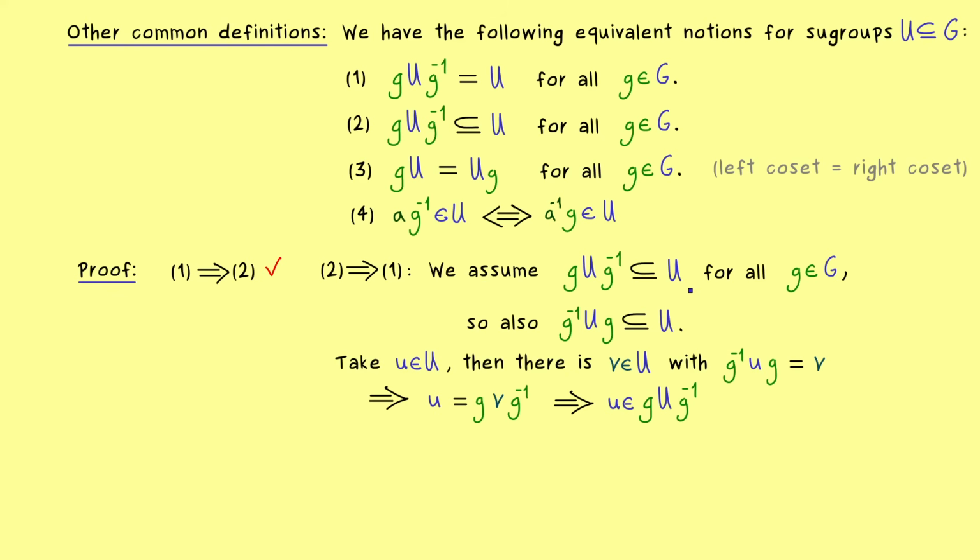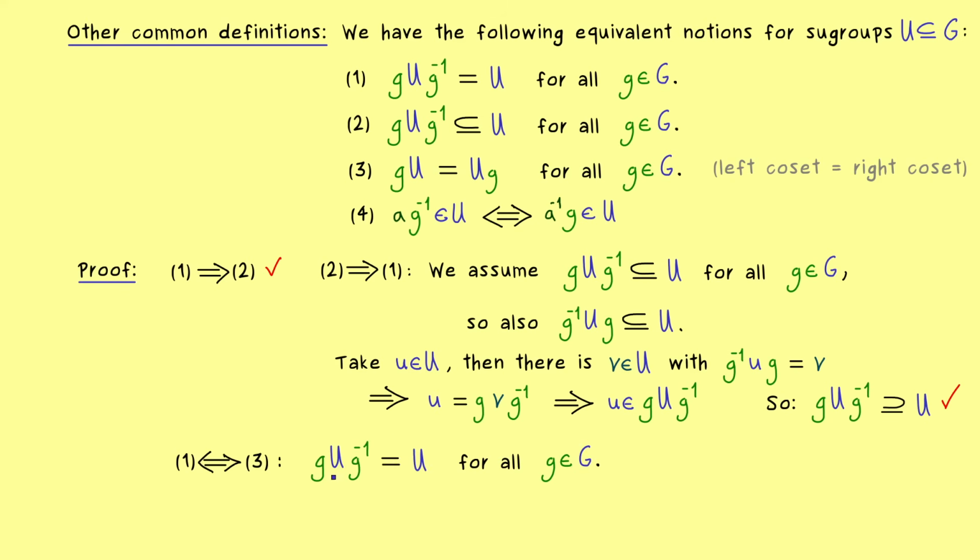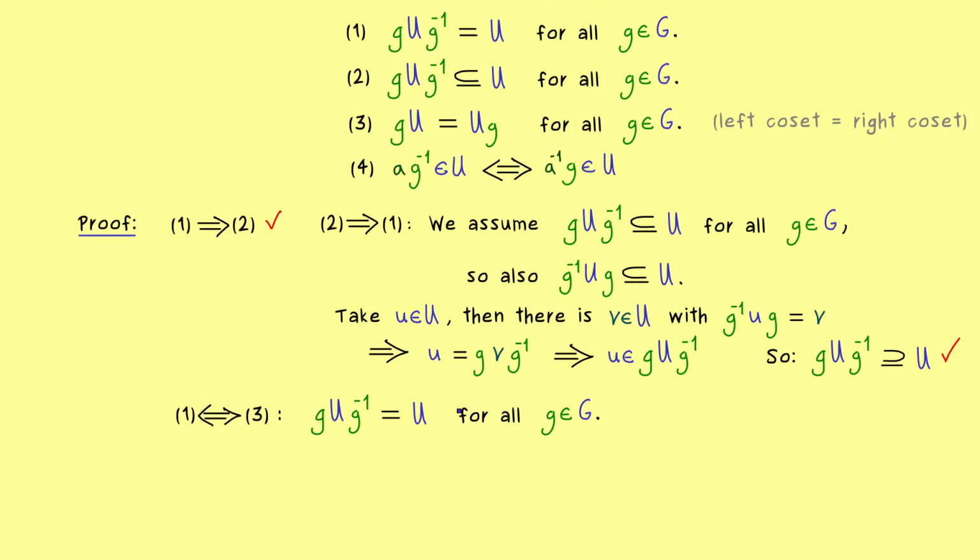We start with an element in U, and then we show that it also lies in this subset. So in other words, now we also have shown the second subset relation. So there we have it. 1 and 2 are definitely equivalent. And indeed, in a really similar way, we can also show that 1 is equivalent to 3. Essentially, it's again just bringing g to the right hand side here, but maybe it's easier to see if we write it on the element level again.